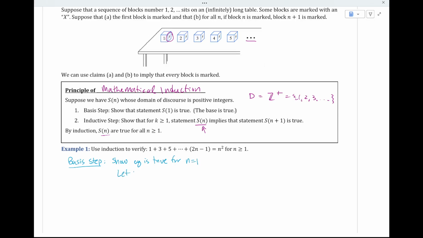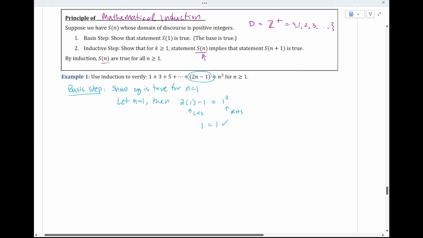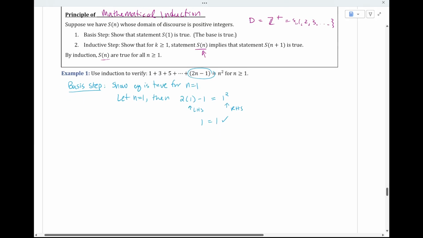So I'm going to say let n equal 1. Then this is 2 times 1 minus 1. Is that equal to 1 squared? This is the left-hand side. This is the right-hand side. We're going to do a lot of left-hand side, right-hand sides in here. My left-hand side, 2 times 1 is 2, minus 1 is 1, and 1 squared is 1. So it is true. So my basis step is complete. That my base case is true. So I'm ready to move on to my inductive step.